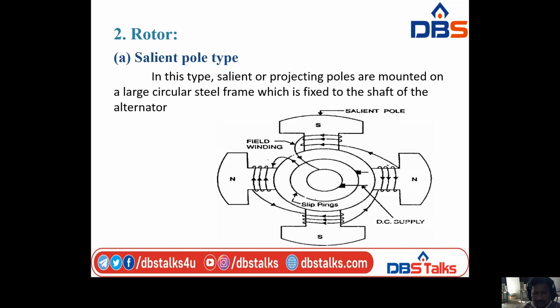Next, the rotor. The rotor is again classified into two types: salient pole type, or projected type, and the second one, cylindrical type. The figure of the salient pole type is shown here. Look at the figure. The poles are projected from the surface of the core shaft, from the outer body of the shaft.